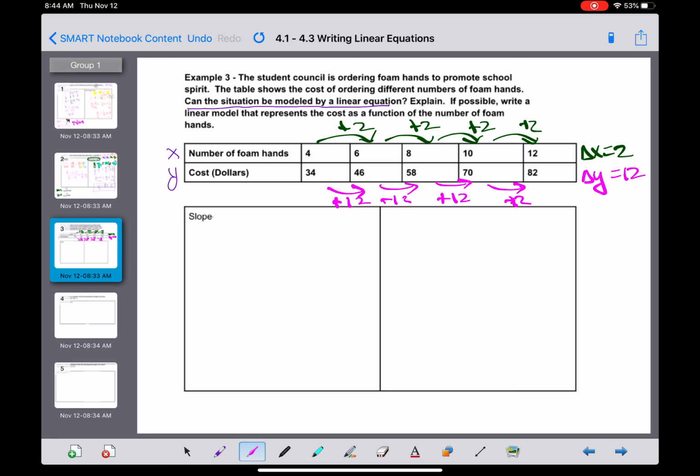So yes, because we're moving at a constant rate of change, this is a linear equation, or can be modeled by a linear equation. So they want us to write it. We still need the slope, and we also need the y-intercept. Slope, as we said, is rise over run, which is change of y over change of x. We have found these pieces of information. Our change in y is 12, change of x is 2, and 12 divided by 2 is 6.